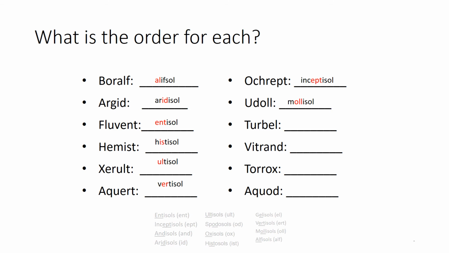Turbel ends with el, which stands for gelisol. Vitrand ends in and for andisol. Torrox, ending in ox, stands for oxisol. Aquod, ending in od, stands for spodosols.